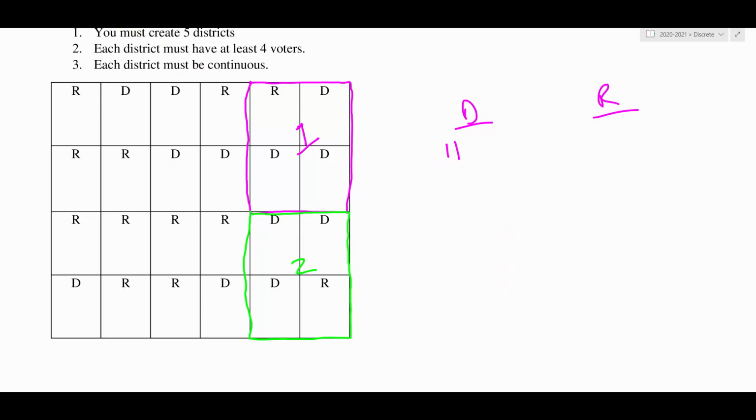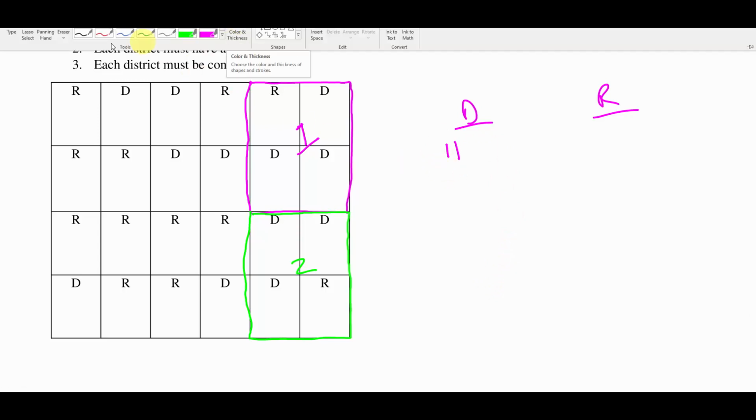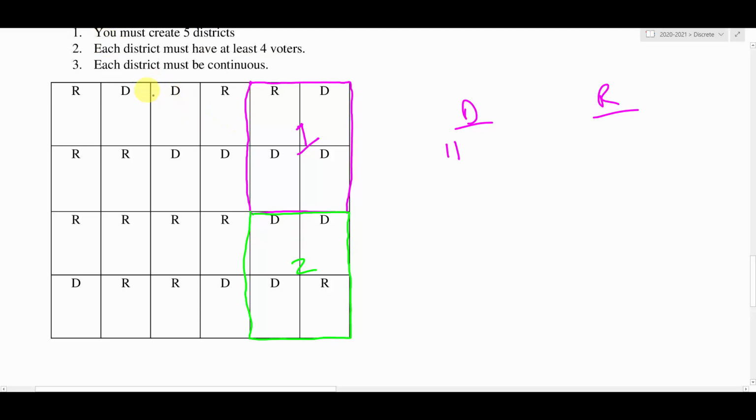I'm going to draw a third district. Let me get a different color going here. Let's go red, and I'm going to draw a third district. I'll draw another one over here. And I'm following the rules, right? These districts that I'm drawing have at least 4 voters, or 4 regions, and they are continuous.